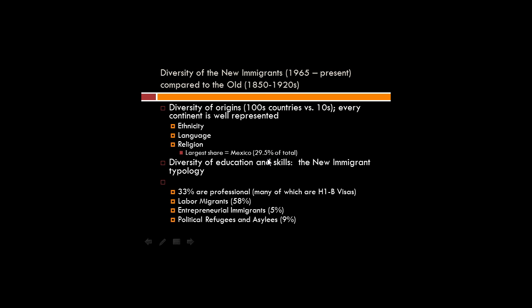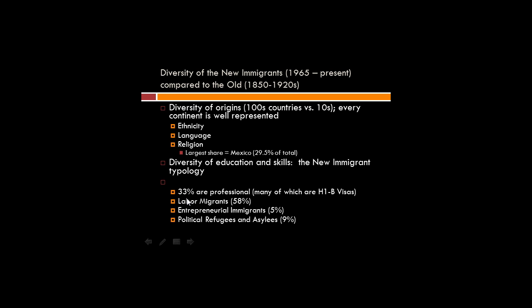Here is another way that the new immigrants are much more diverse than the old immigrants. There is a much wider range with regard to education and skills. The old immigrants were largely displaced peasants. They worked the land, and some of them were middle-class artisans and shopkeepers, but most were basically displaced people who worked the land. Today you still have that, but you also have, for example, professionals.